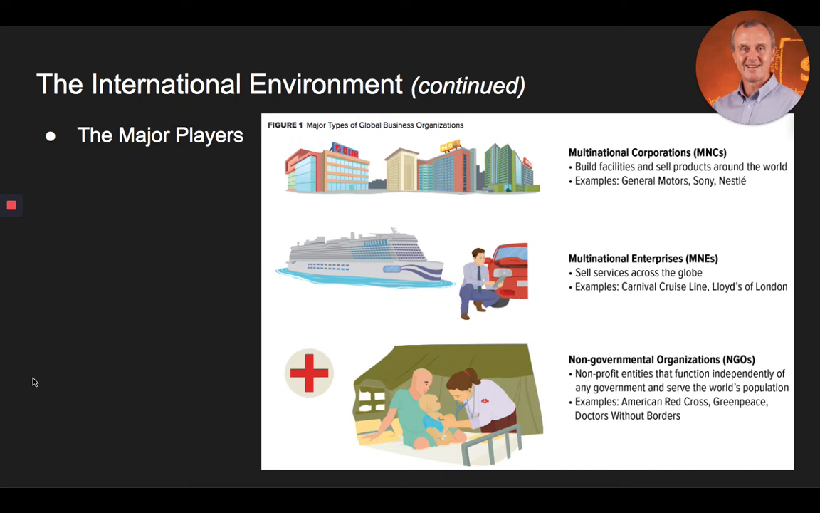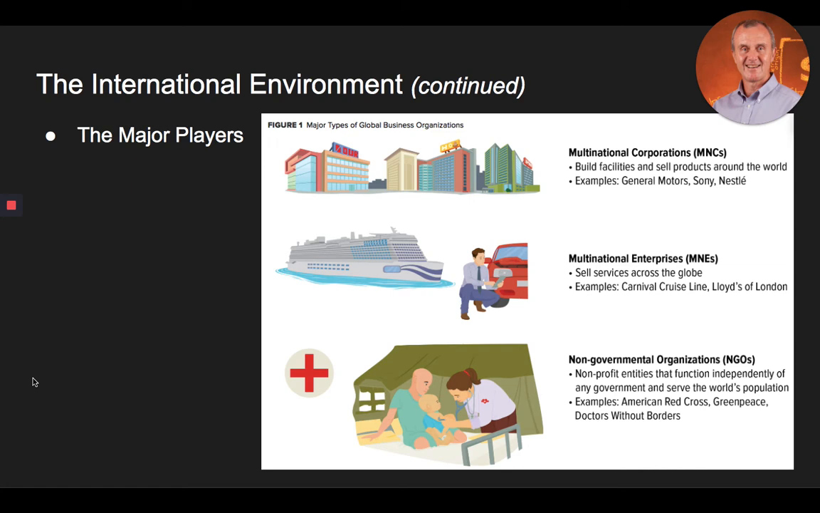First, there are multinational corporations, known by the acronym MNCs. These multinational corporations build facilities and sell products in a number of different countries. Next, there are multinational enterprises, or MNEs. These multinational enterprises sell their services in a number of different countries.